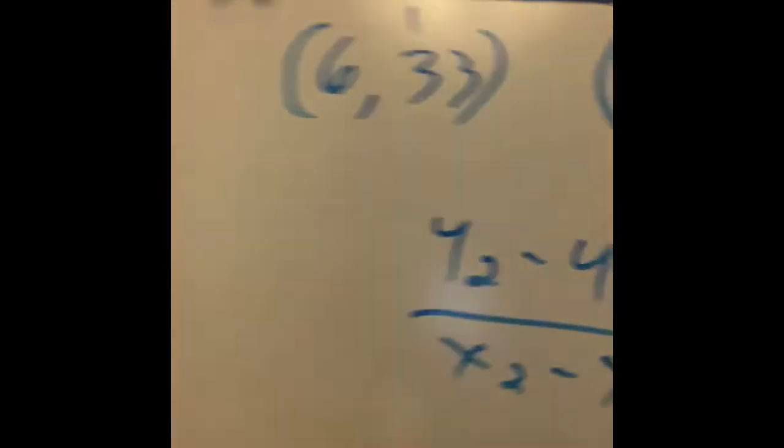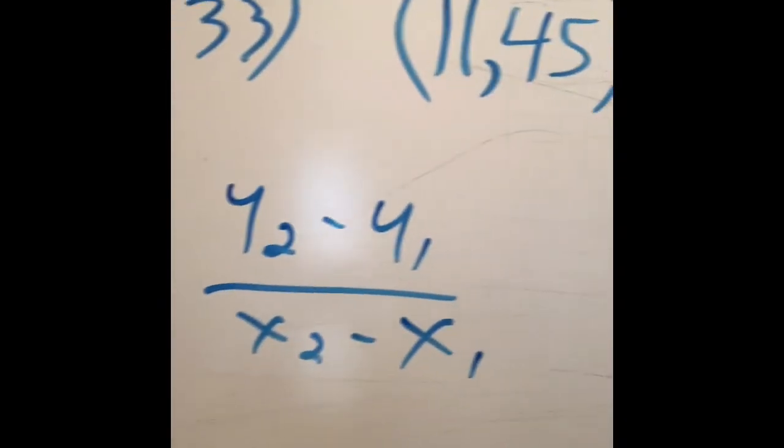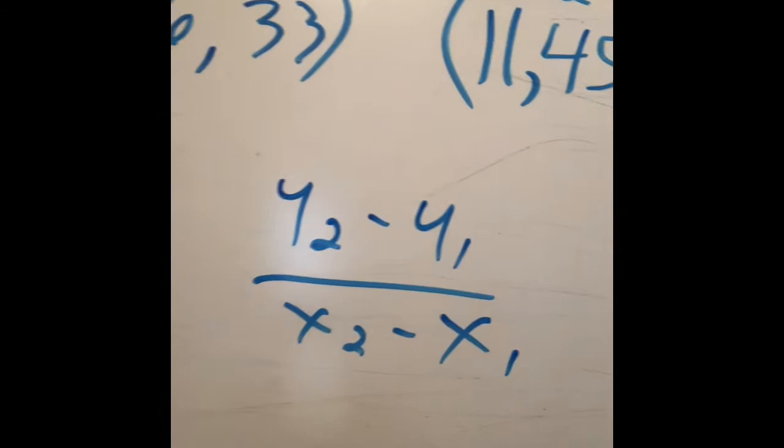To do this, you need slope first. So y2 minus y1 over x2 minus x1, and let's call point 1, point 2. Okay, I just randomly called point 1 and point 2, and I'm going to sub them into my equation.